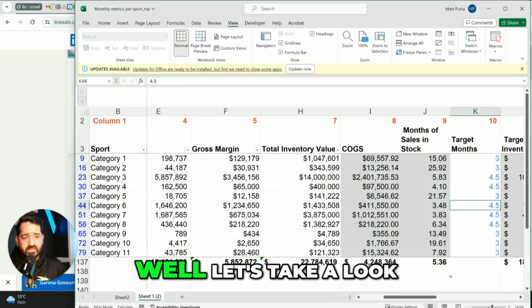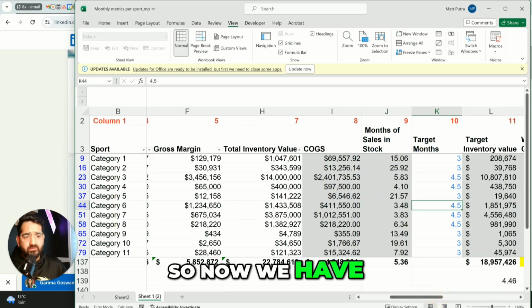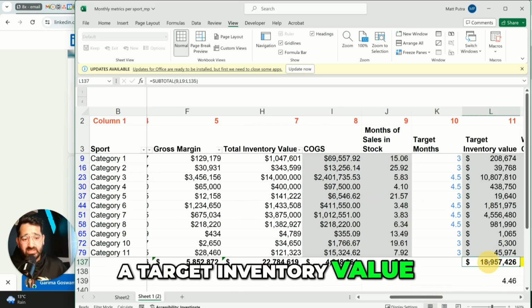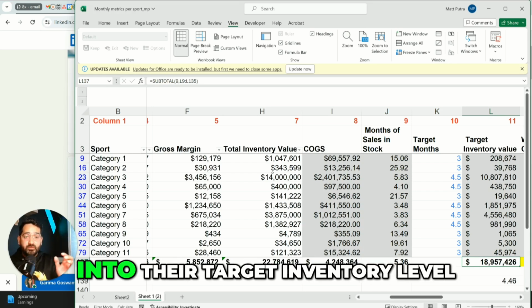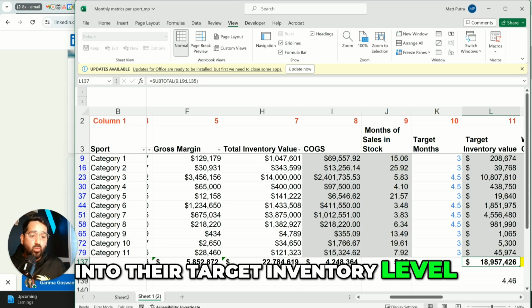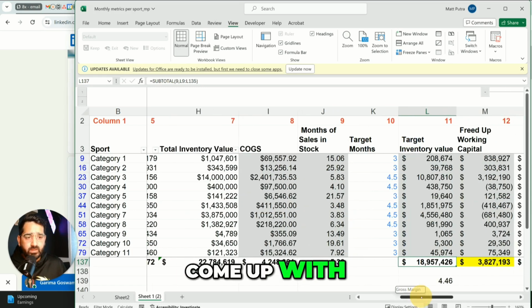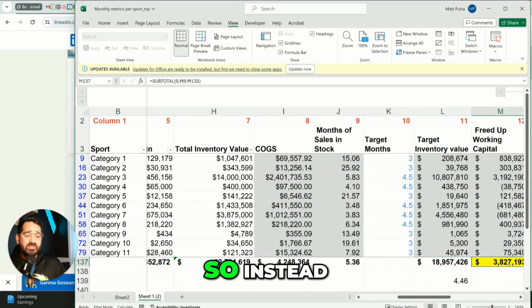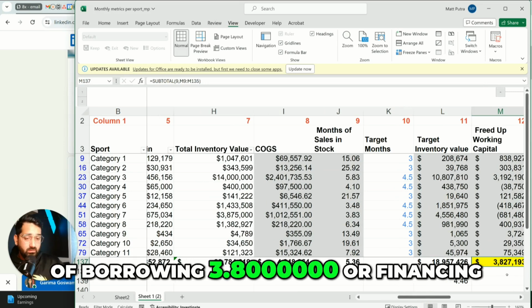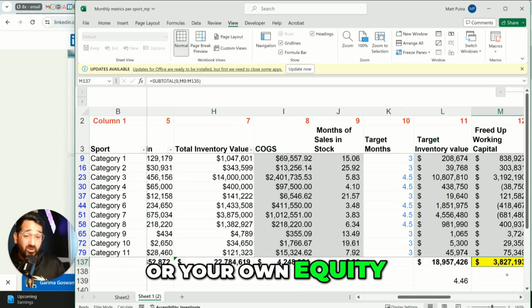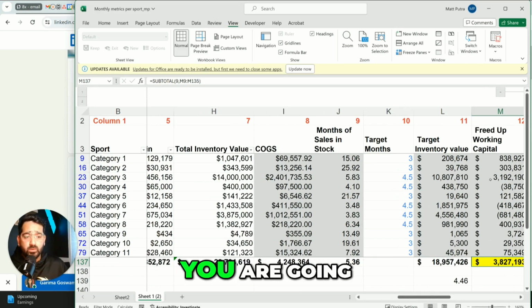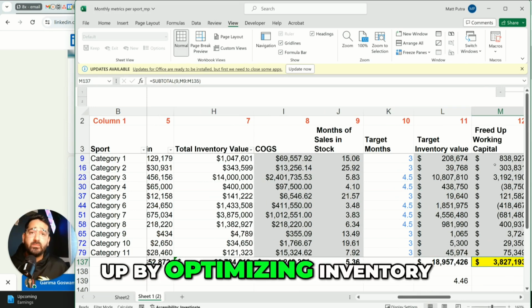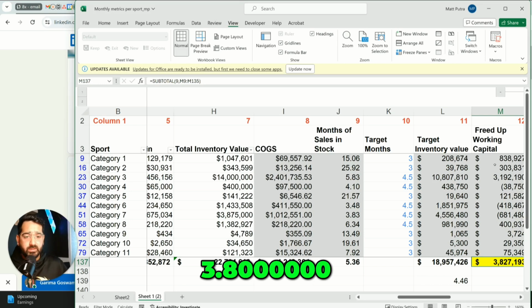What else can we do here? Okay, well, let's take a look. So now we have a target inventory value, and this is 18.9 as opposed to 22.7, which means that if you can get all these categories into their target inventory level, what you're going to come up with is freed up working capital. So instead of borrowing 3.8 million or financing from your own retained earnings or your own equity or your own owner's earnings, instead of financing this from your own value, you are going to just free up 3.8 million by optimizing inventory.